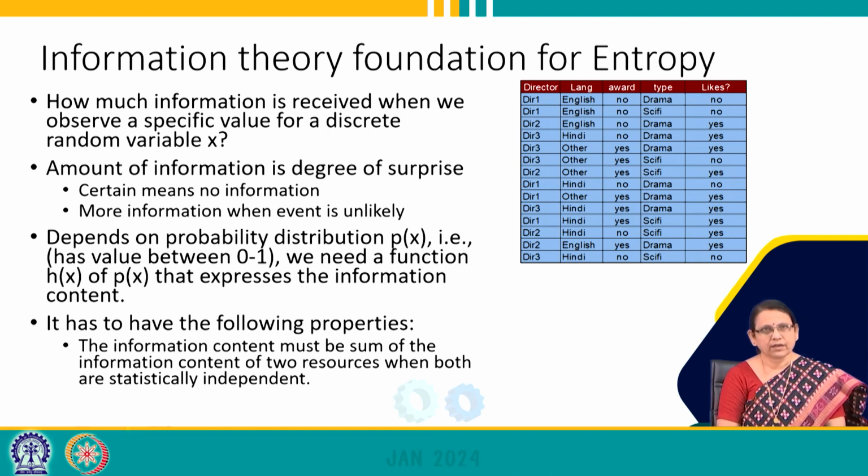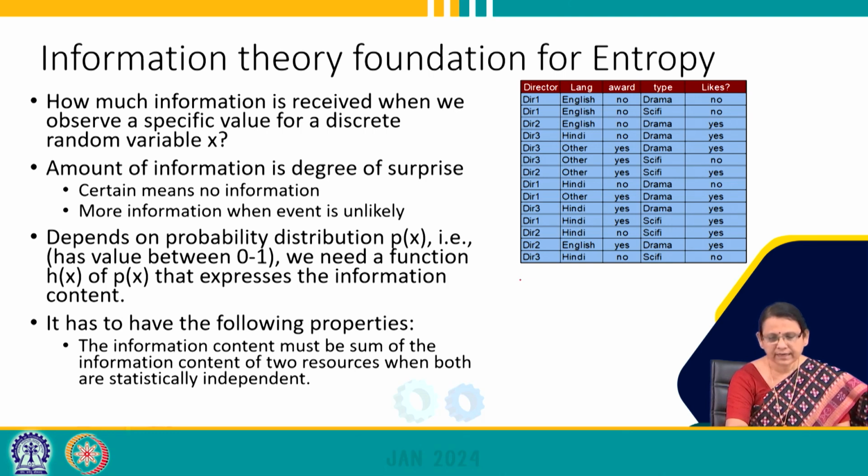Our aim is to find out some variable which has maximum information content while describing the response variable. Now, the question is how much information is received when you observe a specific value for a discrete random variable x. What is the random variable here? For example, in this example, we have the details of movies. What are the attributes?